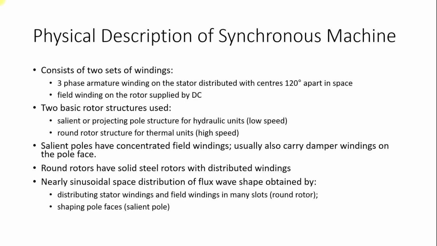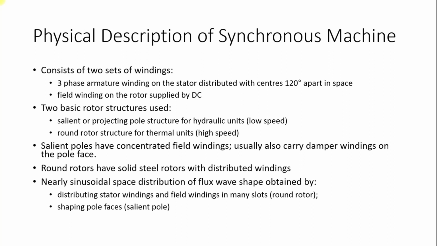Before moving on, let us see what the physical description of a typical synchronous machine is. A typical synchronous machine consists of two sets of winding. One is the three-phase armature winding, or the stator winding, which is static, and it has three sets of winding which are 120 degrees apart from each other. This is the reason why, when the electromagnetic voltage is induced in the stator, we get three-phase voltages which are 120 degrees apart. The second set of winding is the field winding, which is available on the rotor, and this winding is supplied by DC.